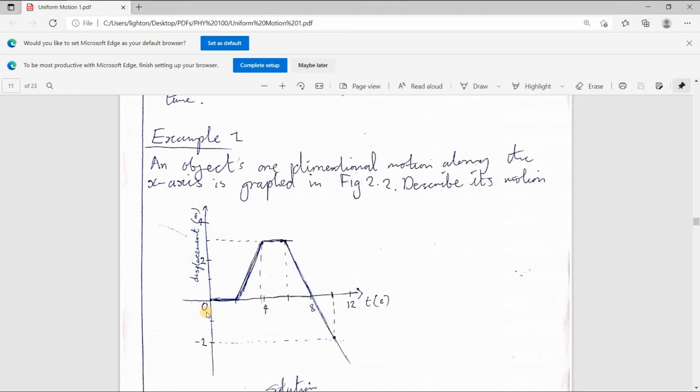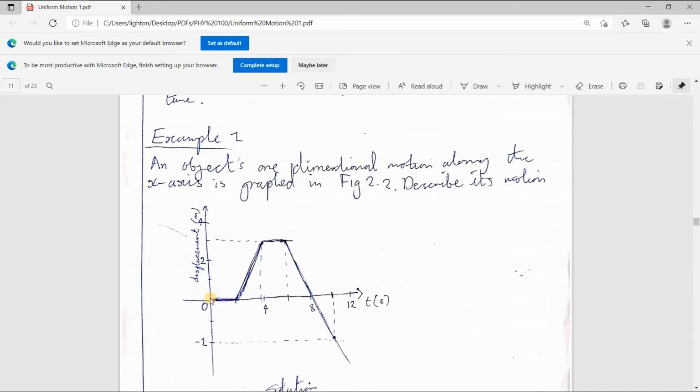Looking at this diagram, we have an object starting from 0. It was at rest here because it had no change in displacement between this point and this point. This is a straight line. How do you find the gradient of a straight line? This is a horizontal line, and the gradient of a horizontal line is always 0. Why? Because the change in y is 0.